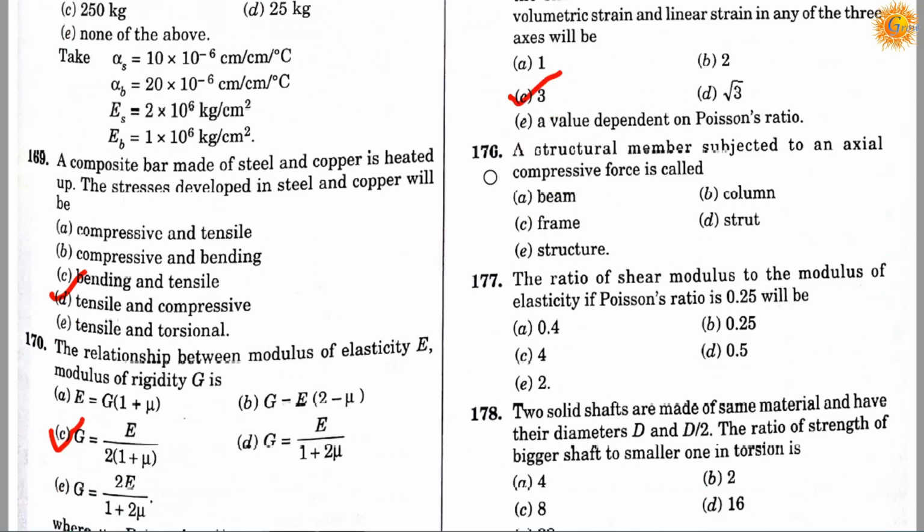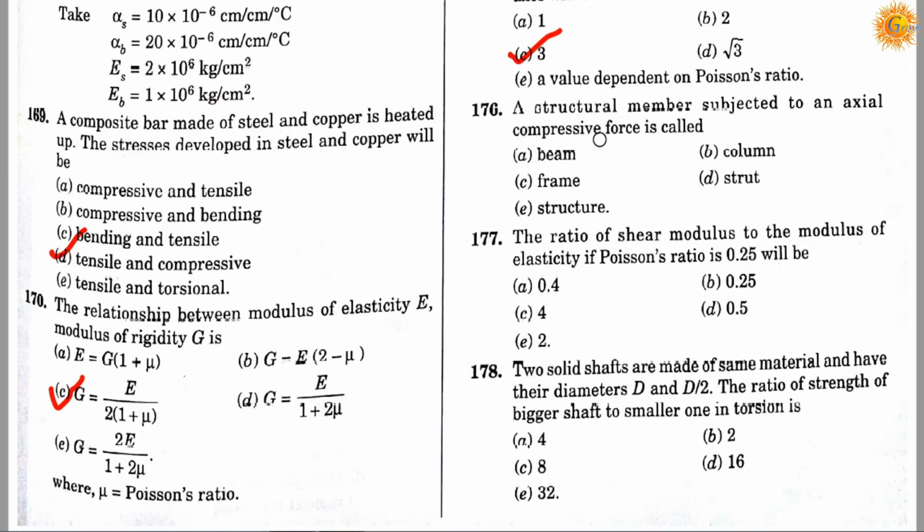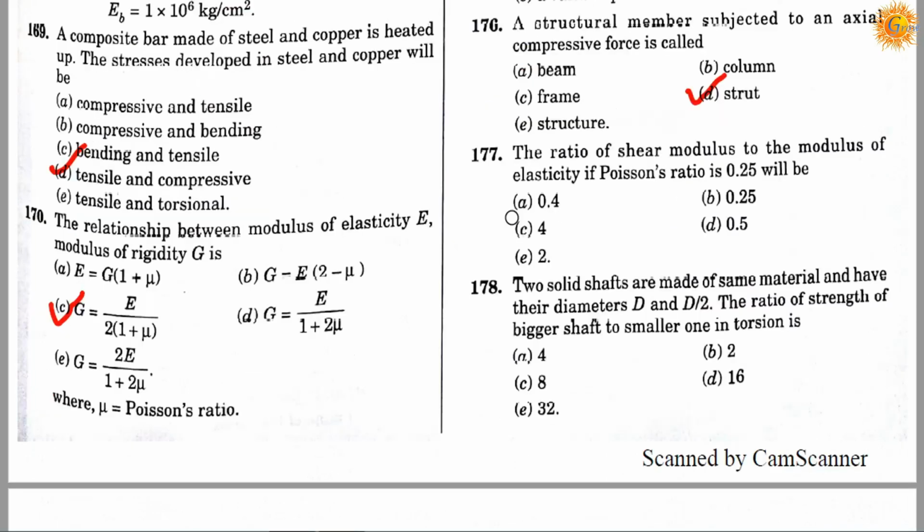Question number 176. A structural member subjected to an axial compressive force is called option A beam, option B is a column, option C is a frame, option D is a strut, option E is a structure. Correct answer is D, it's called a strut.